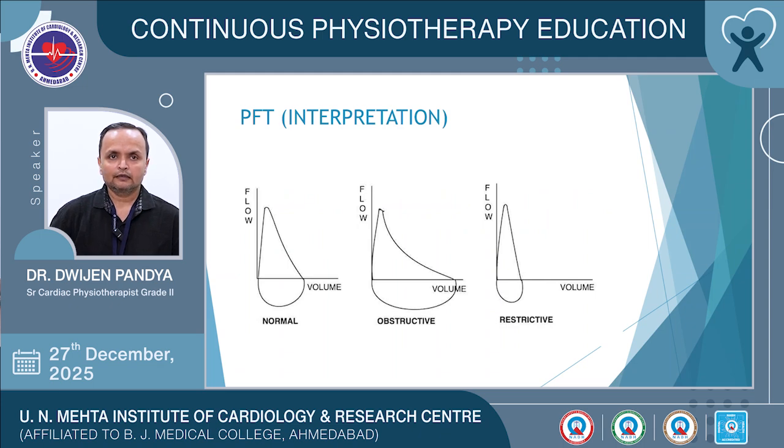Again, we have the diagram of a PFT flow volume loop, that is the normal one, the obstructive one and the restrictive one as discussed earlier.